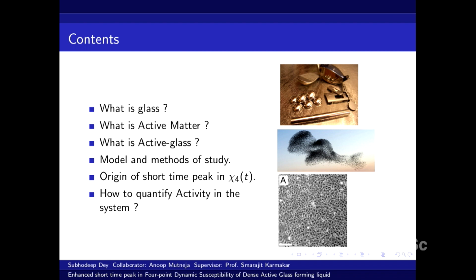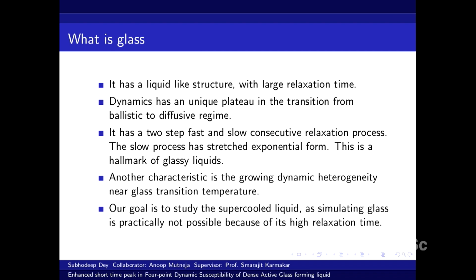For simplicity, I will break down the whole talk into a few simple questions, which we definitely use: what, why and how. The what question would be: what is glass, what is active matter anyway, and what is active glass in general. After that, why we are observing what we are observing, and how we can quantify it to use it further in observation or any experimental setup. So now, what is glass?